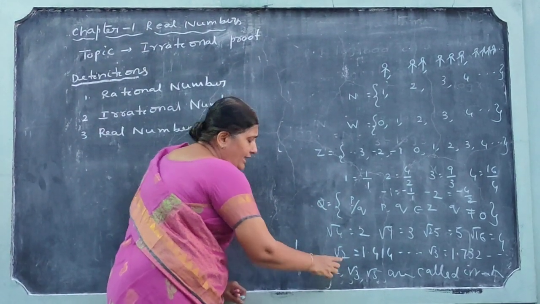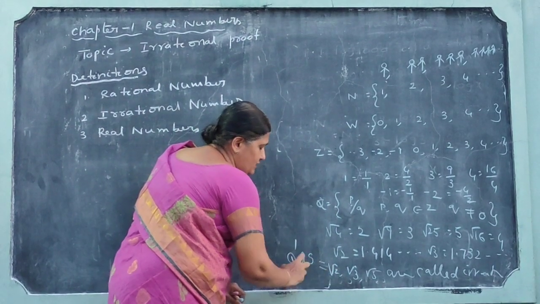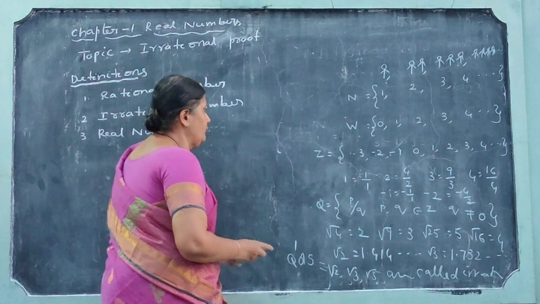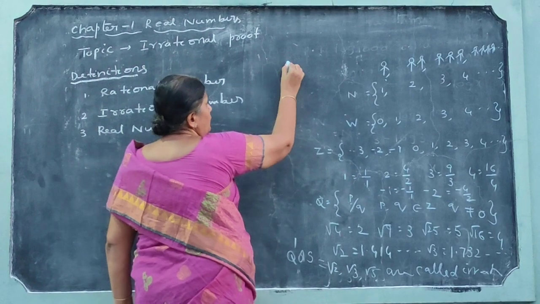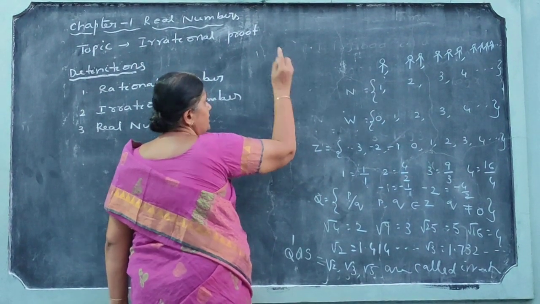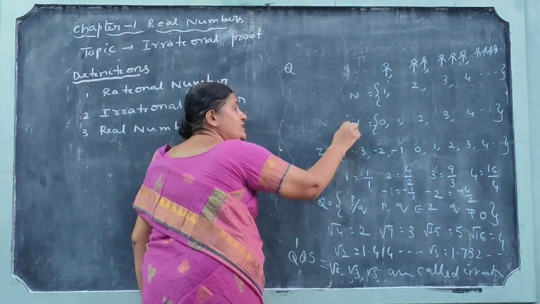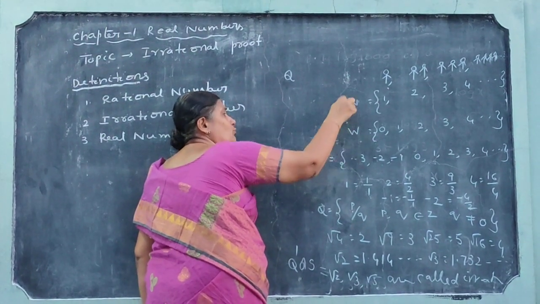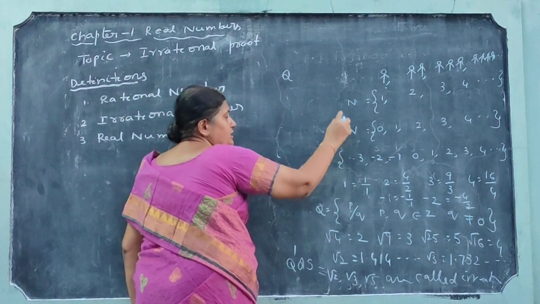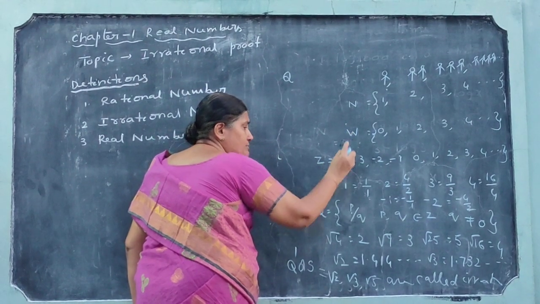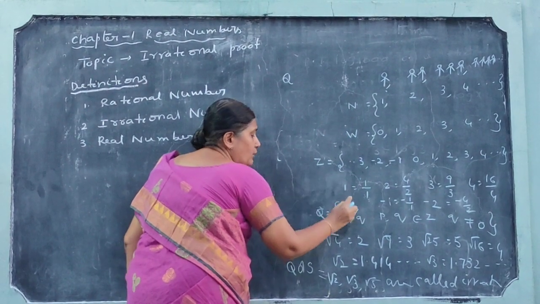Numbers which can't be written in P by Q form are called what? Irrational. Listen, all of you. What I told, this is one: rational numbers. In rational numbers, what is there? Z. In Z, what is there? W. In W, what are there? N. All natural numbers belong to W. All whole numbers belong to Z. All Z belongs to Q.